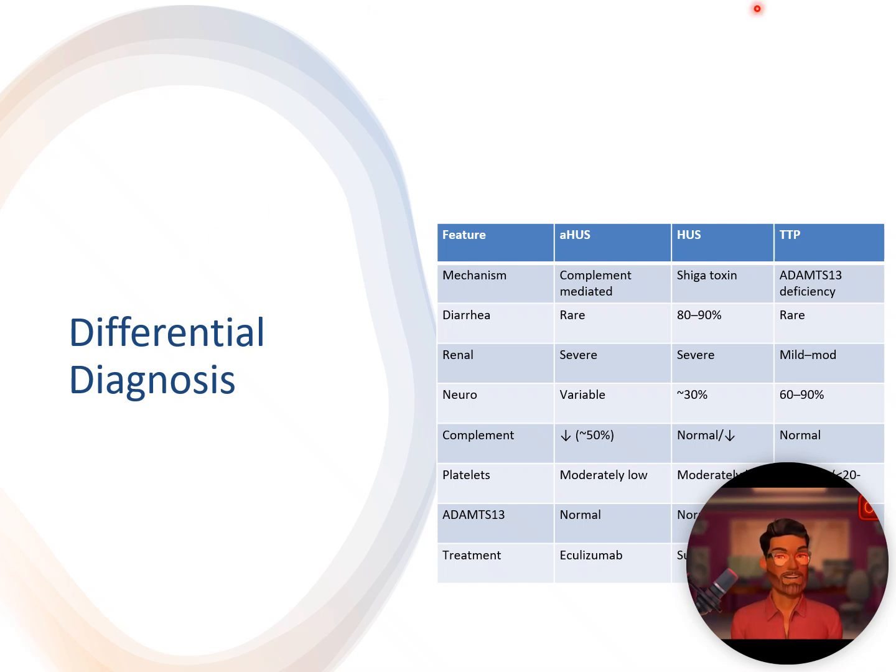Differential diagnosis is with all the TMAs: atypical aHUS, aHUS, and TTP. Remember, in TTP you have ADAMTS13 deficiency. In aHUS you have the Shiga toxin, so again, most typically it has severe diarrhea, as well as bloody diarrhea. Renal involvement in the aHUS is much more severe than TTP. Neurological symptoms can be variable. Complement is typically low, but in 40 to 50% of cases it is normal, so it does not rule out atypical aHUS. And the ADAMTS13 is normal, and the treatment, again, as we mentioned, is eculizumab.